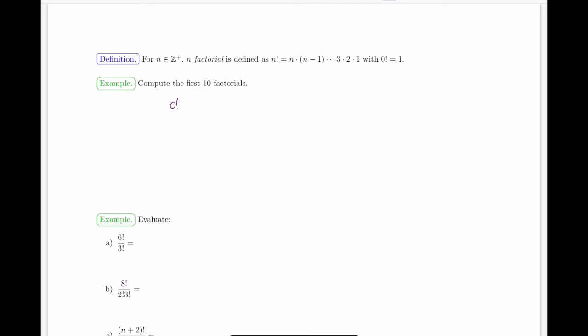So I have that 0 factorial is 1. 1 factorial is, we start with this number, work all the way down to 1, which is just 1. 2 factorial is 2 times 1, so that's pretty straightforward. It starts getting a little more interesting when the numbers are bigger. We start with this number and we list all the numbers all the way down to 1. And then we can compute the total product by simply multiplying them all together.